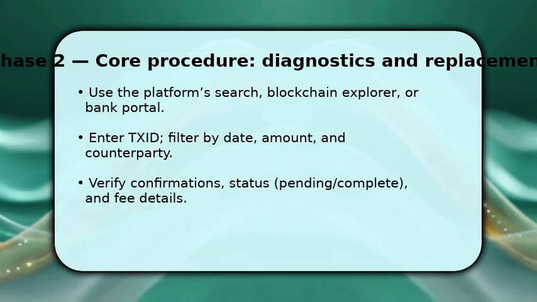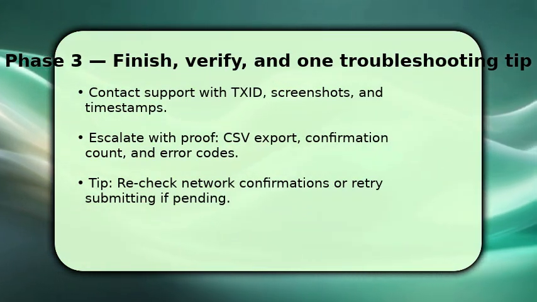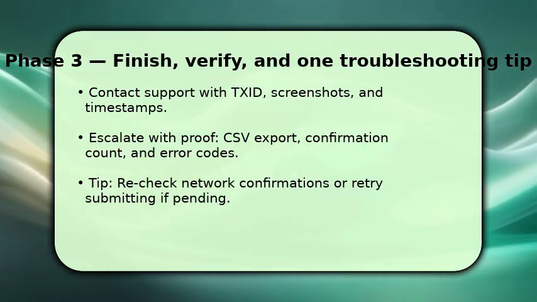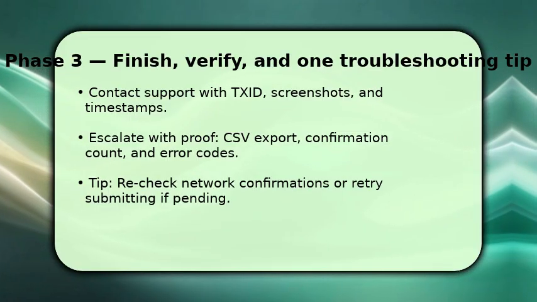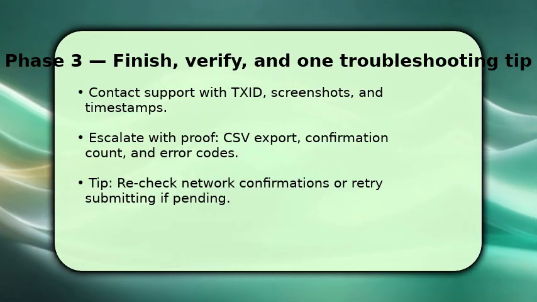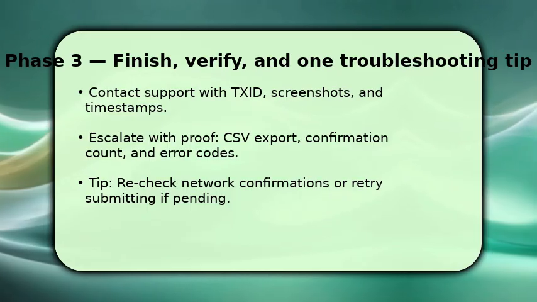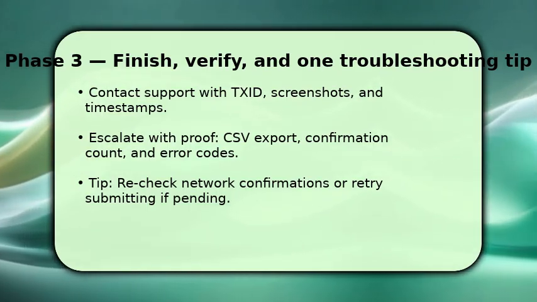Contact support and include the TZID, screenshots, and the timestamp so they can trace the record immediately. If the transaction is stuck, mention confirmation count and any error codes you saw. That tells engineers what to check. One key troubleshooting tip: recheck network confirmations or blockchain reorgs before retrying.